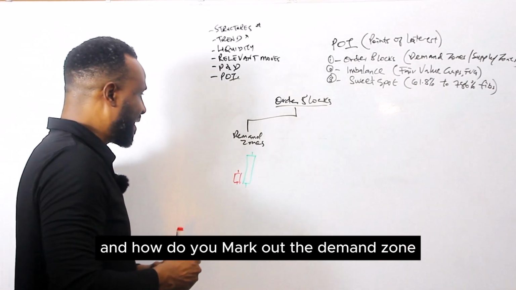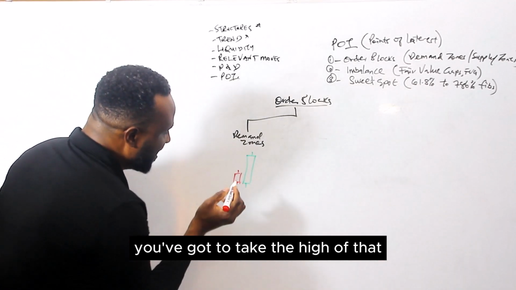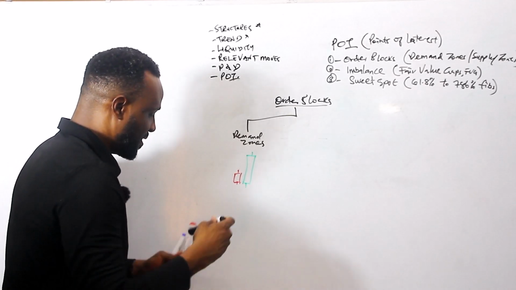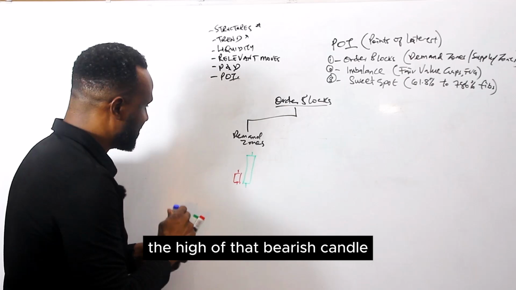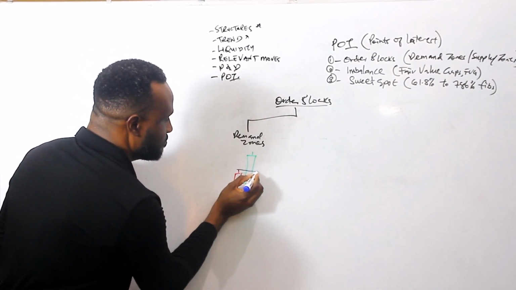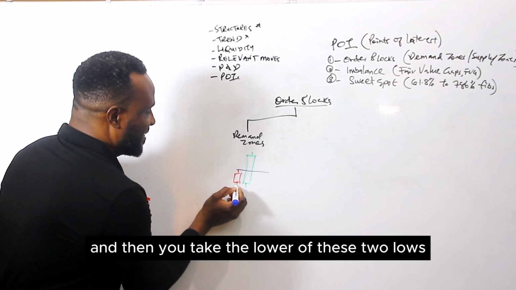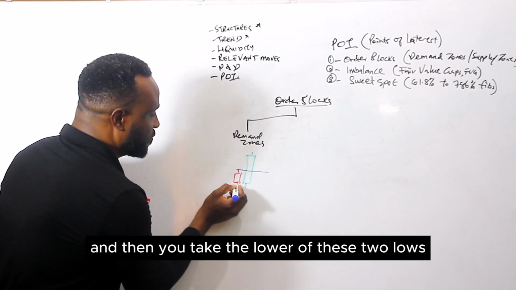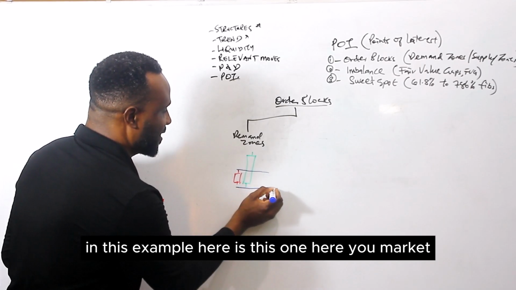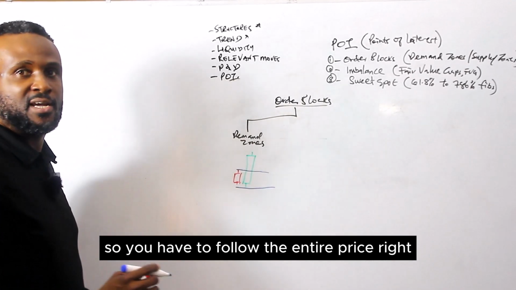And how do you mark out the demand zone? You've got to take the high of that bearish candle, mark it out, and then you take the lower of these two lows. In this example, it is this one here. You mark it. So you have to follow the entire price, right?